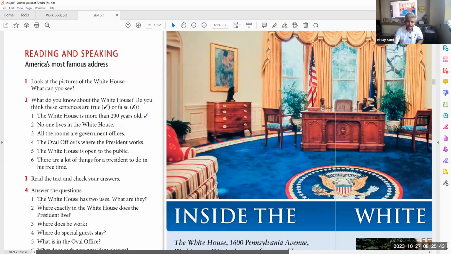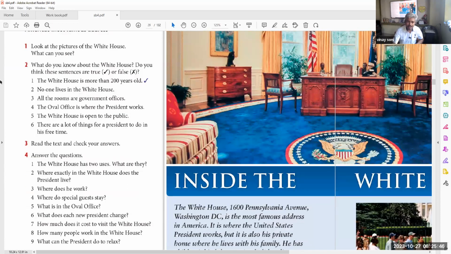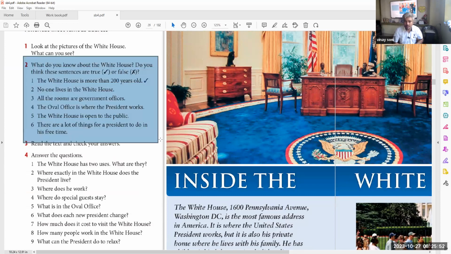Now, after looking at the pictures, you have to do exercise 2. What does exercise 2 say? It says, what do you know about the White House? आपको क्या पता है? Do you think these sentences are true or false? There are 6 sentences there. आपको क्या लगता है? Do you think these sentences are true or false?